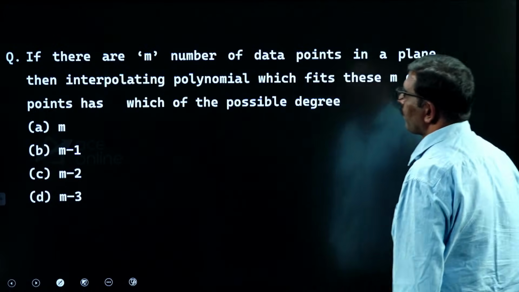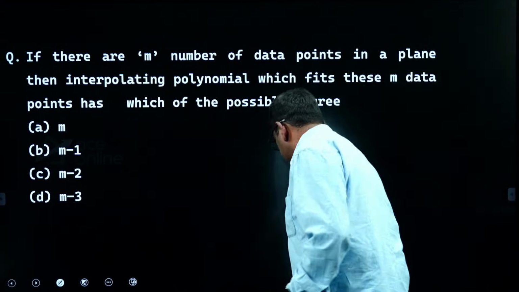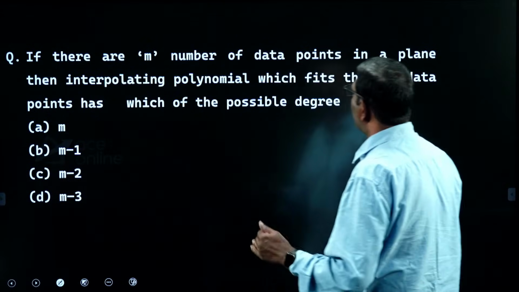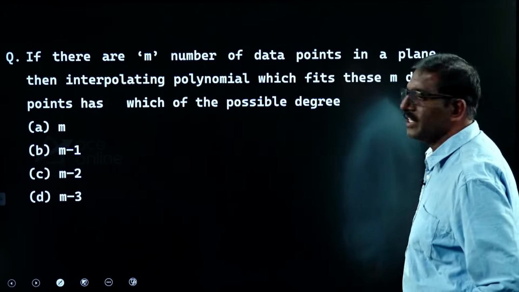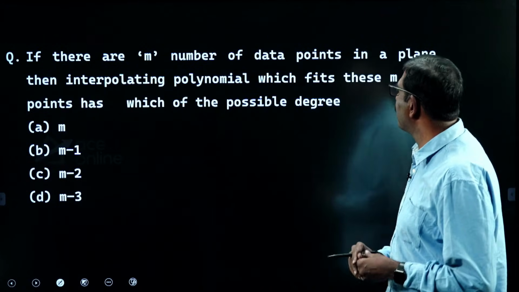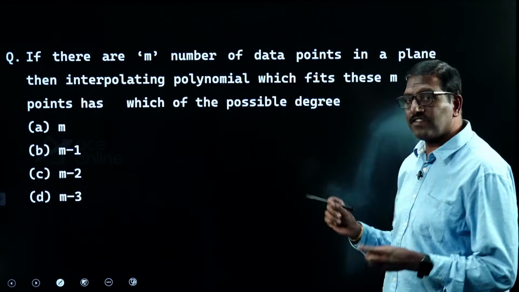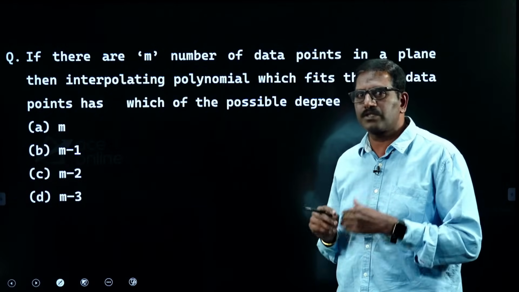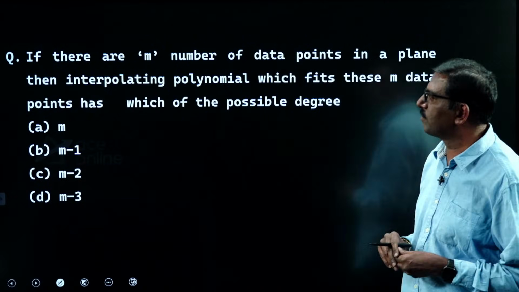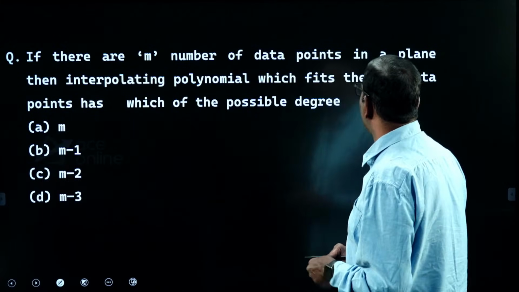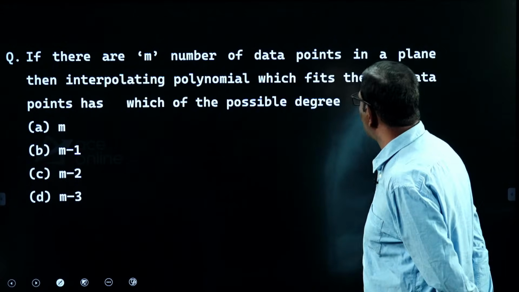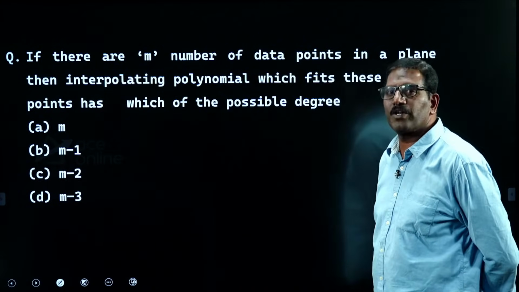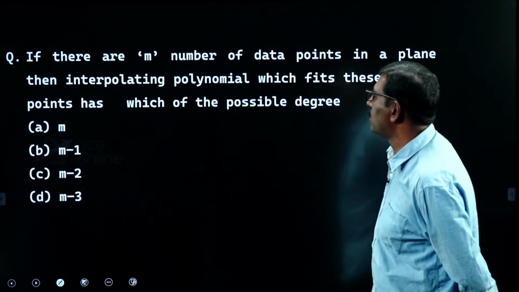See, if there are m number of data points in a plane... This question is related to numerical methods, a concept based question. Read it carefully. If there are m number of data points in a plane, then the interpolating polynomial which fits these m data points has which of the following possible degrees?